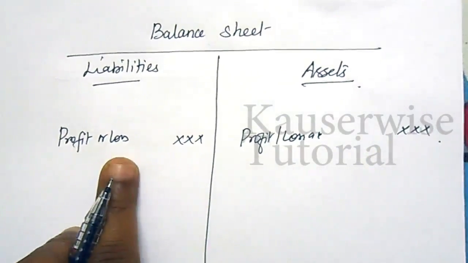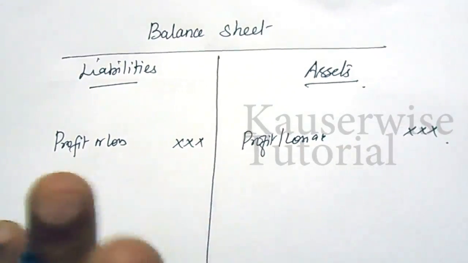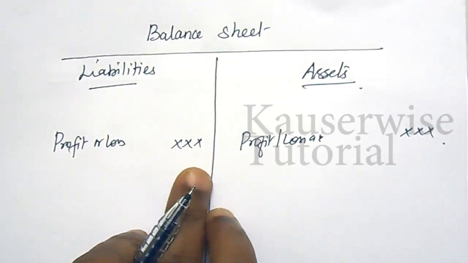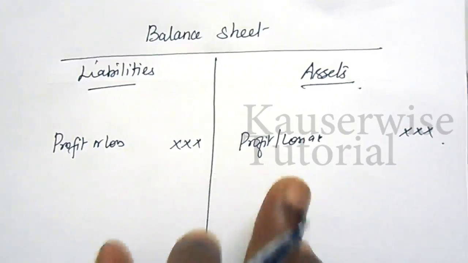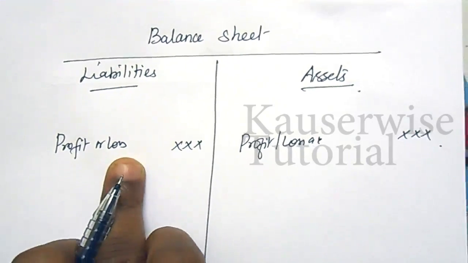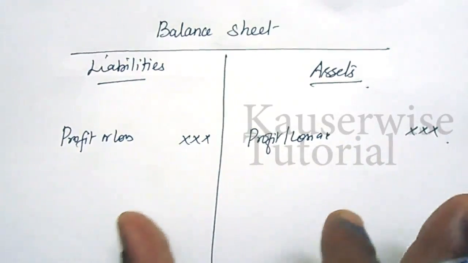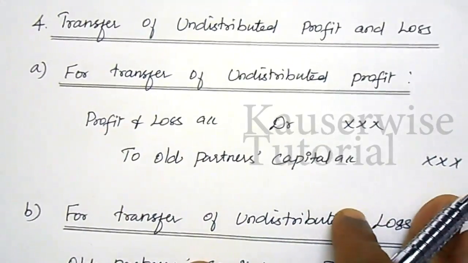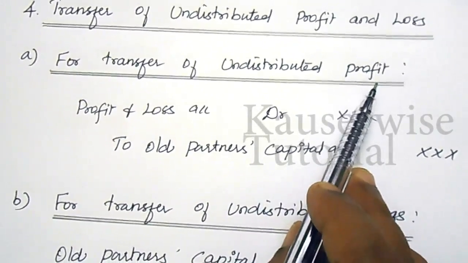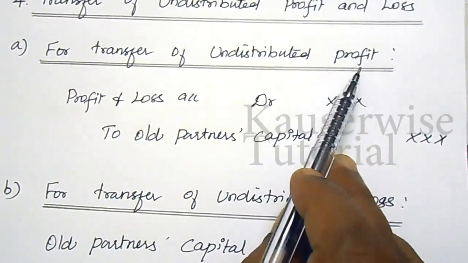Whether it is an undistributed profit or undistributed loss, this amount wholly belongs to the old partners' capital accounts. So this will be transferred to the old partners' capital accounts according to their old profit sharing ratio. At the time of admitting a new partner, if you find any undistributed profit or undistributed loss, this will be transferred to the old partners' capital accounts. So the entry for the transaction is, look at the journal entry for transfer of undistributed profit. You can find this under the liability side. If you find any undistributed profit, this will be transferred to the old partners' capital accounts.